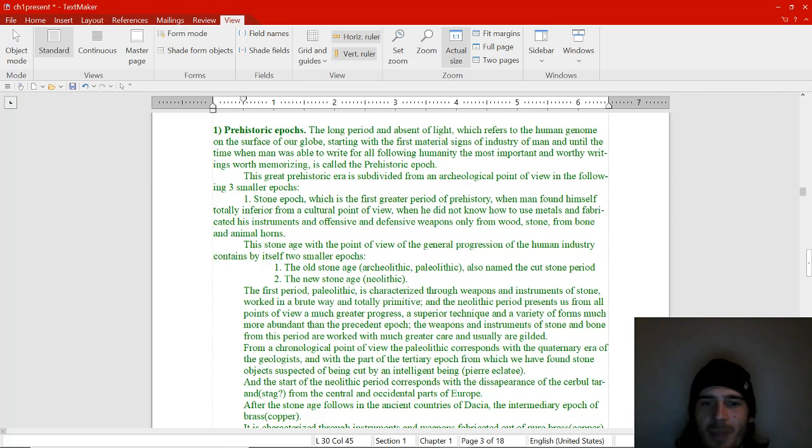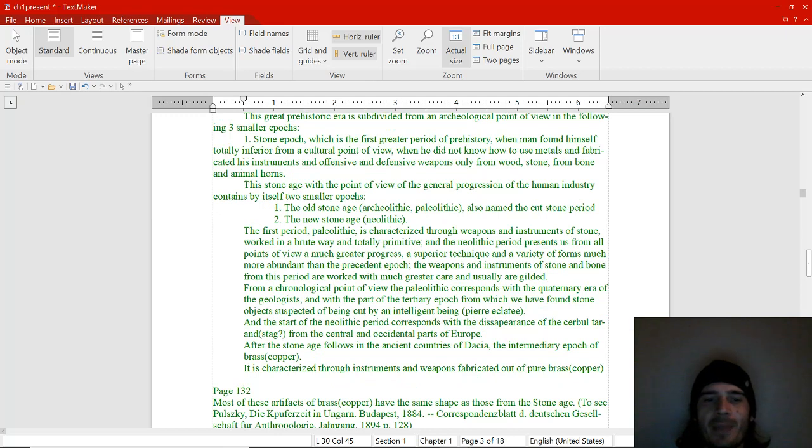From a chronological point of view, the Paleolithic corresponds with the Quaternary era of the geologists and with the part of the Tertiary epoch from which we have found stone objects suspected of being cut by an intelligent being known as pierre éclatée, which I think is French. And the start of the Neolithic period corresponds with the disappearance of the Cherbul Terend, I think that's a stag, and from the central and occidental parts of Europe.